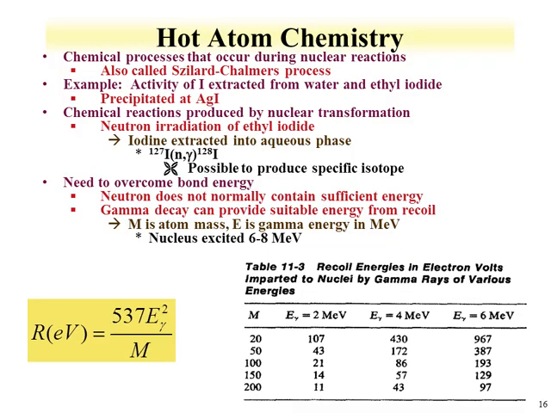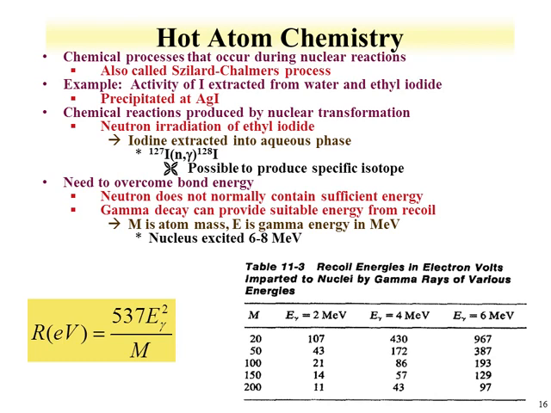The final topic of this lecture is hot atom chemistry. These are the chemical processes that occur when a nuclear reaction unfolds in an isotope. This nuclear reaction can occur either through radioactive decay or through an impinging particle. This is also called the Szilard-Chalmers process. An example of hot atom chemistry is the activation of iodide and extraction of that activated iodide from water and ethyl iodide. In this case, ethyl iodide can be irradiated in a nuclear reactor.